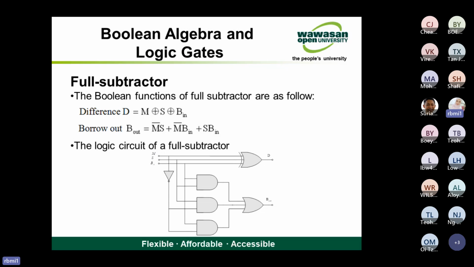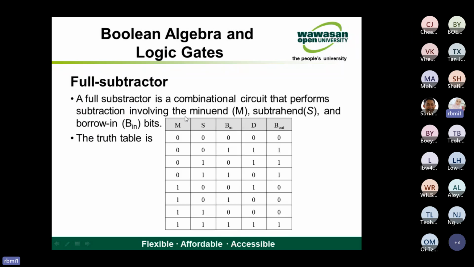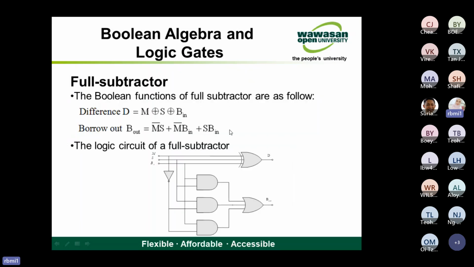For difference, we have M plus S, this is exclusive OR, and plus B in, because now we have another input bit, B in. For borrow out, we have these expressions. From these two expressions, we can have this logic circuit for the full subtractor. For D, we use exclusive OR, and for B out we use AND gates, one inverter here, and this OR gate.